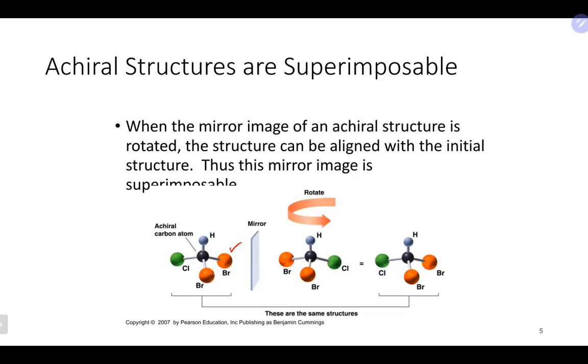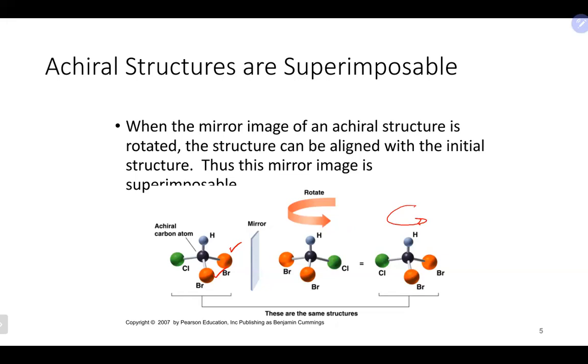So here we have 2 bromines, which obviously are not 4 different groups. Because you have that extra similar group, when you take out the mirror image and do some rotation, you're actually going to be able to get everybody to sit on top of each other perfectly, because you actually have 2 of the same group. So there's a better chance that they're going to line up than with a chiral molecule.